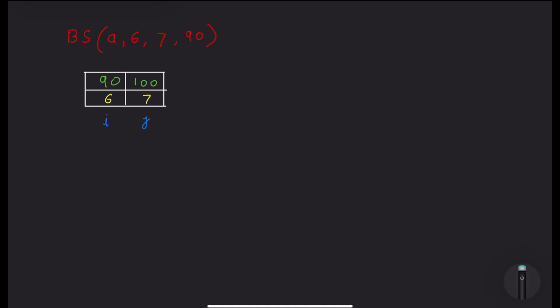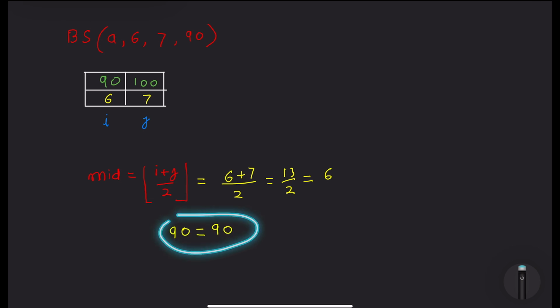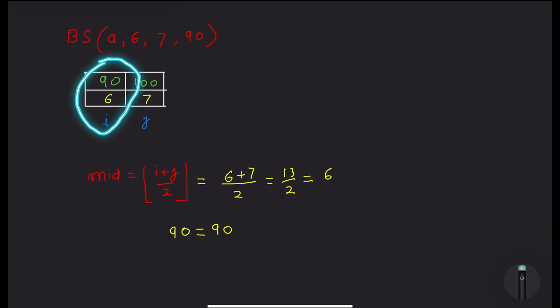Now we will call the binary search function again with the updated values of I and j. So the new value of I is 6 and j is 7. We will again calculate the mid element. Mid will be equal to (6 plus 7) by 2, which is equal to 6. Now we will compare the element at the mid position and x. So here 90 is equal to 90. We have found our required element, which is at index 6. So at last we will return the mid value. So this will be our answer.